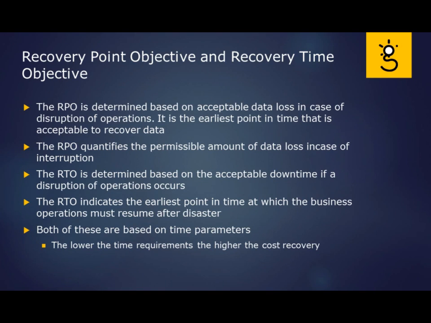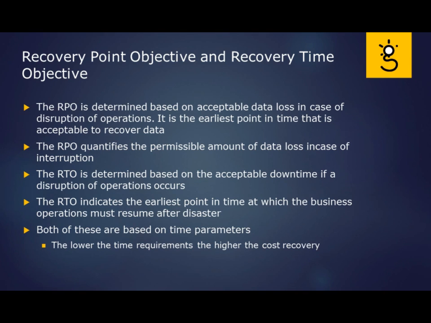We're going to talk about the recovery point objective and the recovery time objective, what we call the RPO and the RTO. The RPO is determined based on acceptable data loss in case of disruption of operations. We can consider it as the earliest point in time that is acceptable to recover data. In other words, here's the crash. Boom, it's down. What is the minimum time that I'm going to accept to get that recovery done? And again, it's the earliest point in time that is acceptable. After that, we start looking at what is the permissible amount of data loss in case of interruption.